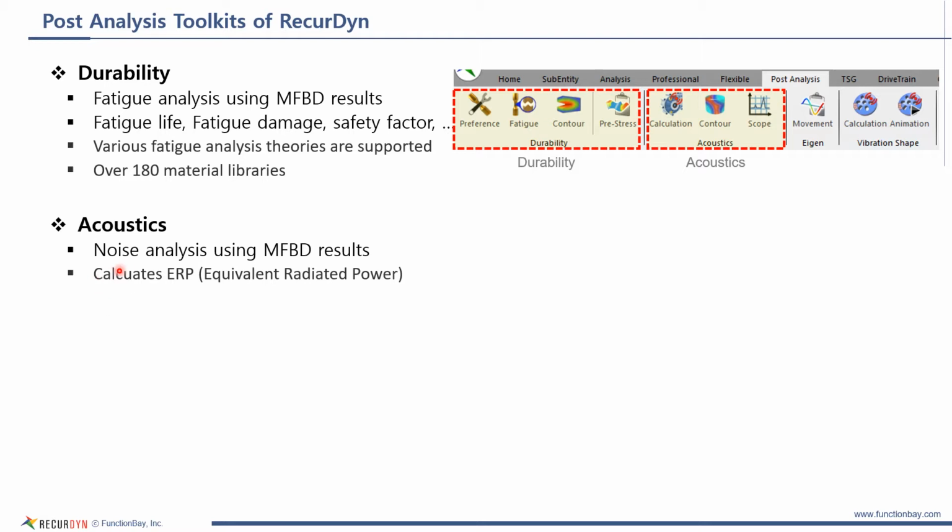RecurDyn Acoustics is a noise analysis toolkit that calculates the equivalent radiated power, ERP, which represents the noise characteristics based on the MFBD analysis results. Through distribution of calculated ERP, it is now possible to perform the predictive analysis for noise of the mechanical system by confirming which parts of the surface of a flexible body emit more noise and which frequency band the ERP is dominant. Let me introduce durability and acoustics through simple demo videos.